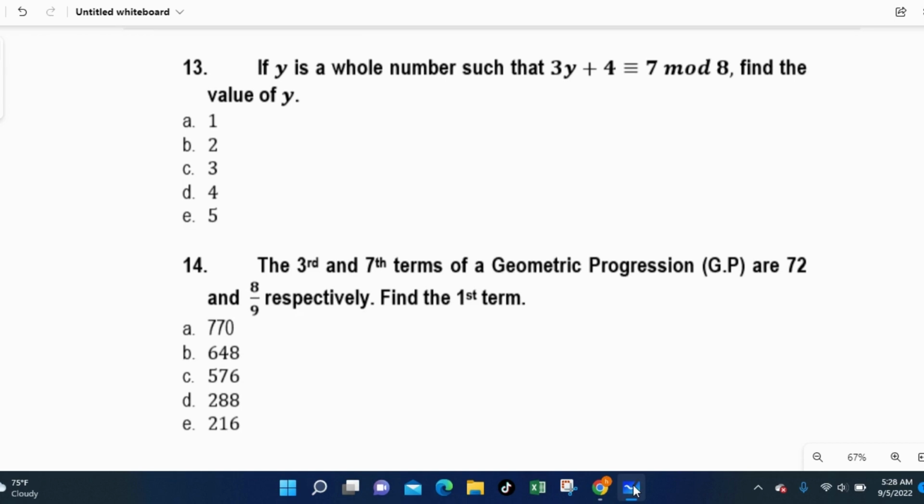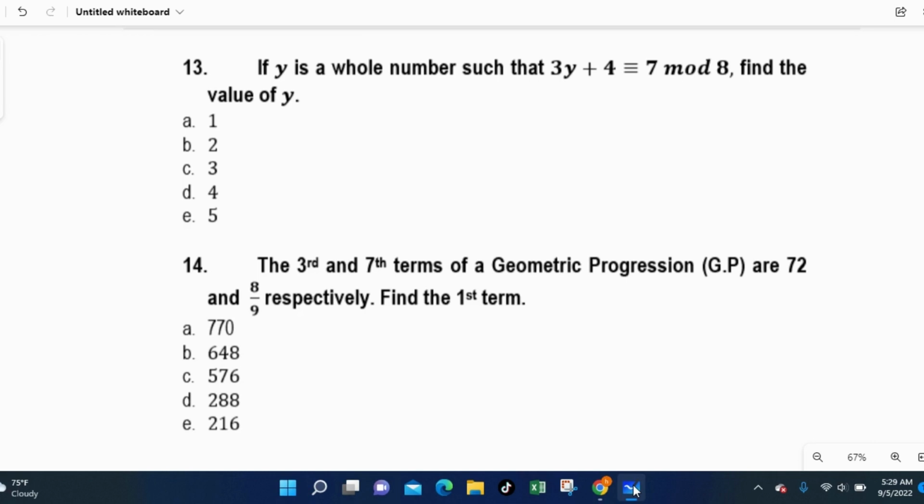That aside, now let's go straight to the solution to this question. The first question says if y is a whole number such that 3y plus 4 is equivalent to 7 mod 8, find the value of y. In question number 13, we are going to strictly look at modular arithmetic. Modular arithmetic has to do with remainder. When we have mod 7, 7 stands as the remainder in mod 8. So we are going to look at how we'll solve that question and find an accurate solution.